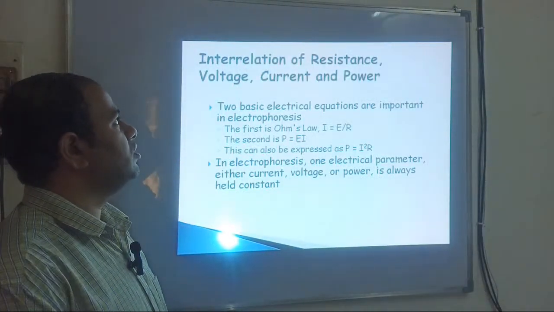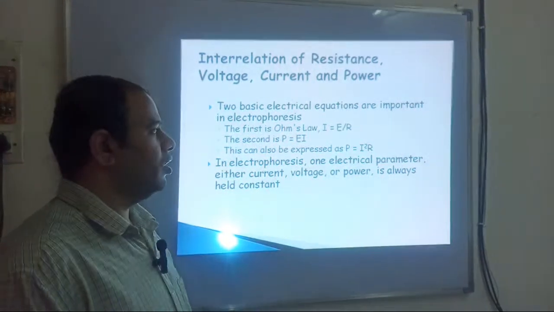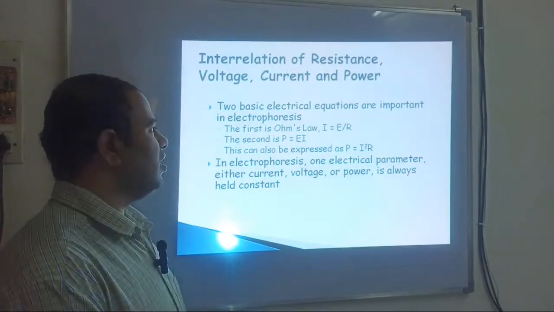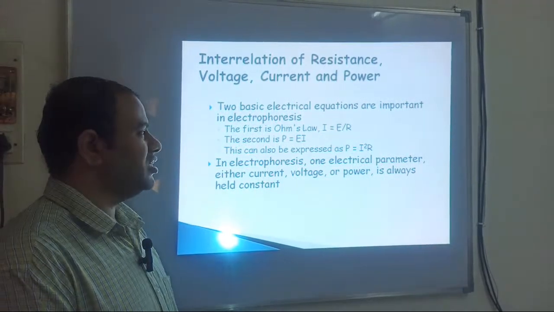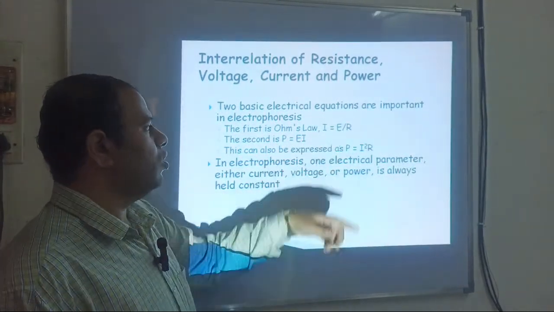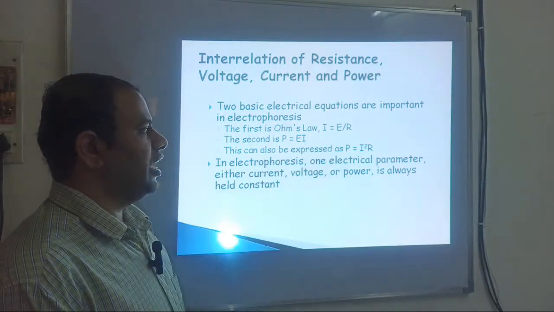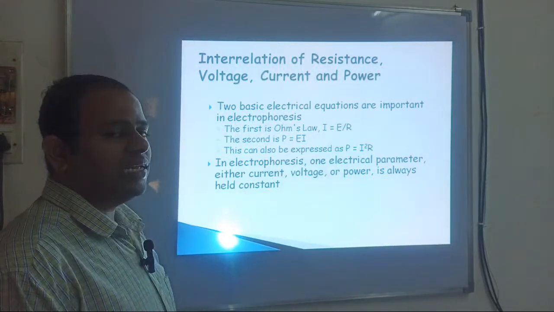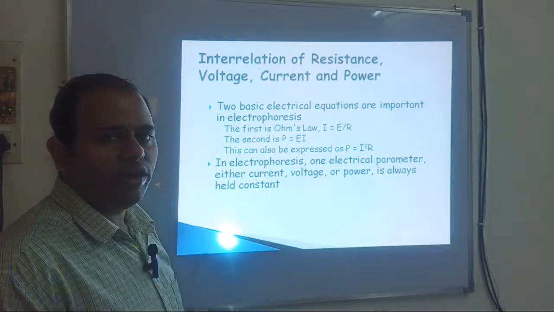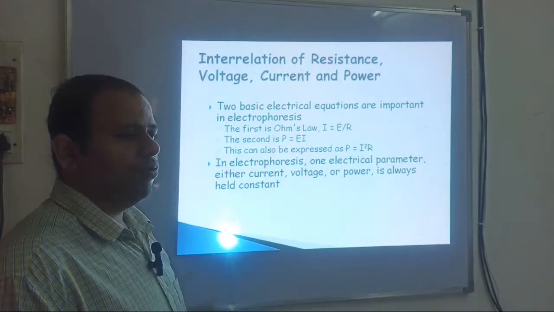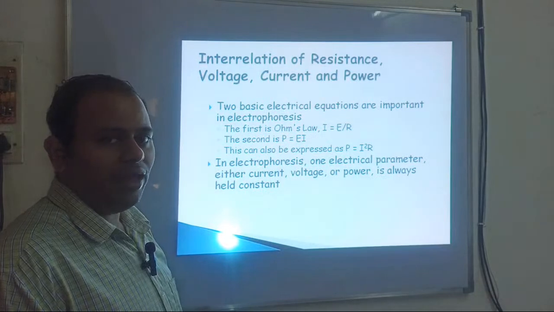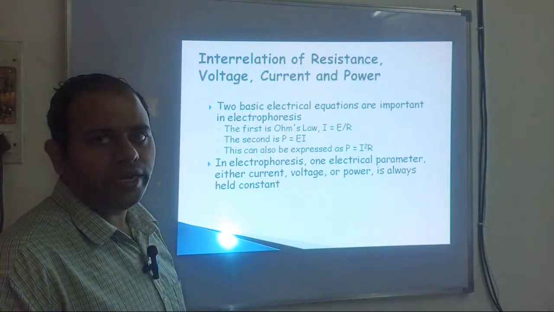So let's see the current kinetics here. Electrophoresis depends on Ohm's law, which is V = IR. Here E is the electrical field. As the voltage increases, the current flow increases. So V is directly proportional to I, that is, voltage is directly proportional to current according to Ohm's law.